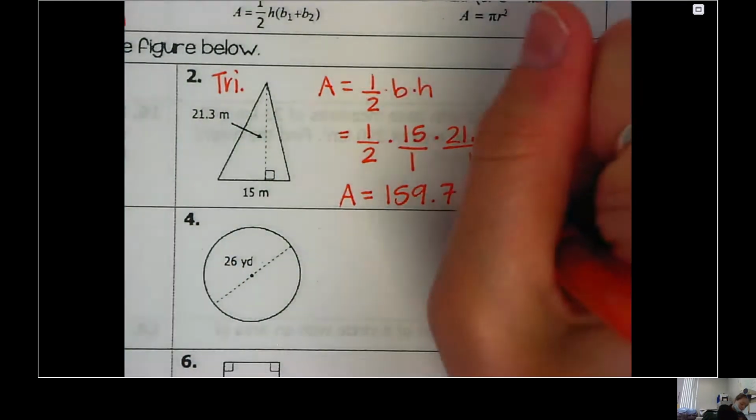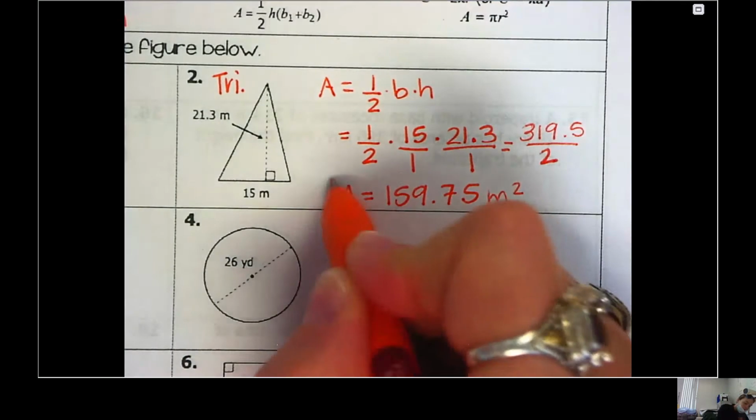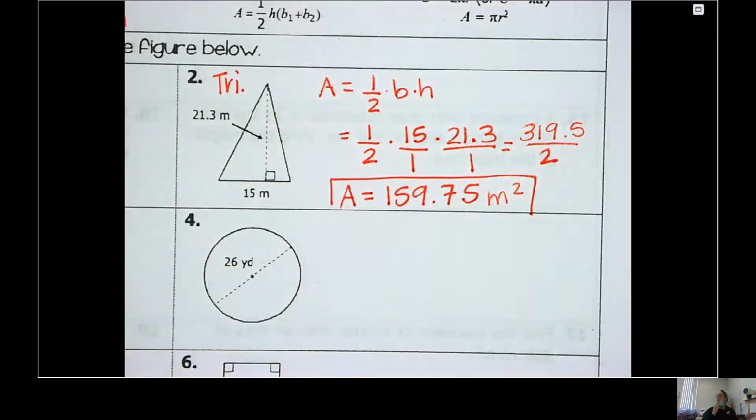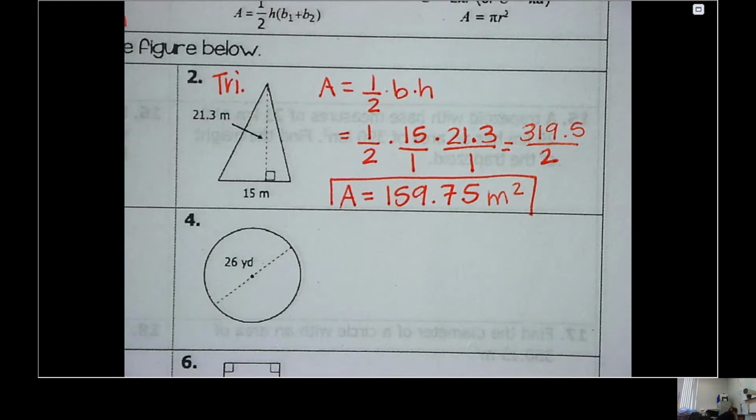Meters squared. And that's it. That's the whole problem. So don't let the fractions scare you. If you turn everything into a fraction, your life's going to be way easier. Okay? Questions on that one? Feel pretty good? All right. Number, we're going to do 4 and 5, and then we're going to flip it over.